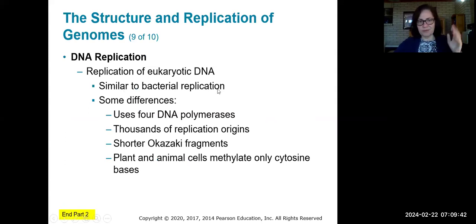So we've said this before, eukaryotic and bacterial replication is similar. There are some differences. There are some different DNA polymerases. The enzymes are a little bit different, and you start at a bunch of different places. The Okazaki fragments are shorter. And what's a little bit different in eukaryotic cells is the only one of the bases that gets methylated is cytosine. In bacteria, I think it's the adenine that gets methylated.